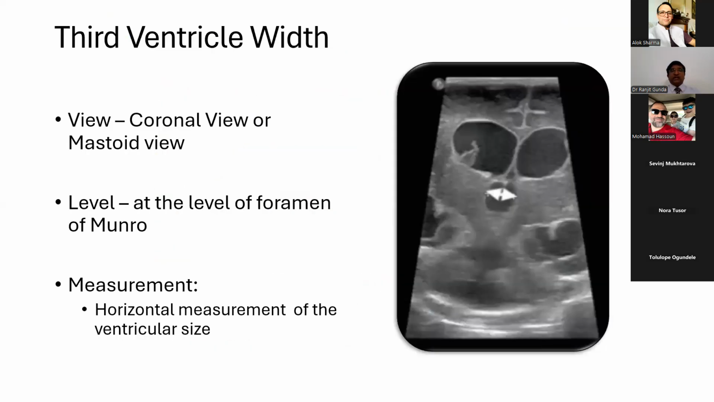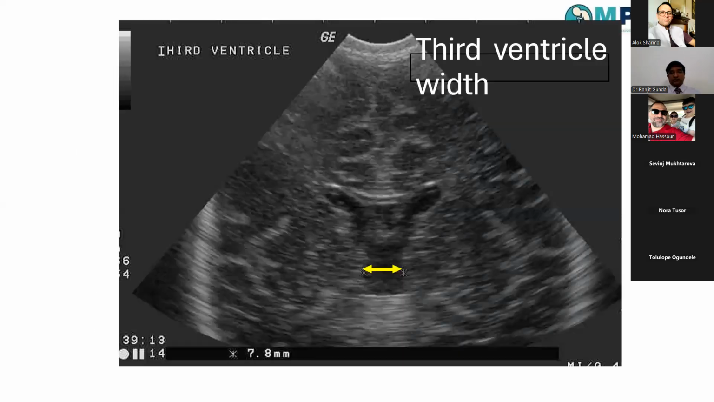This comes to how we measure the 3rd ventricular width. The best way is in either the coronal view or the mastoid view at the level of the foramen of Monro. It's a horizontal measurement of the size of the 3rd ventricle. It comes in millimeters. If it is more than 4 mm, it is significant in terms of intervention. The coronal view will look like this in the C3, and again, a similar example, measuring the maximum diameter of the 3rd ventricle that you can see in the C3 view.